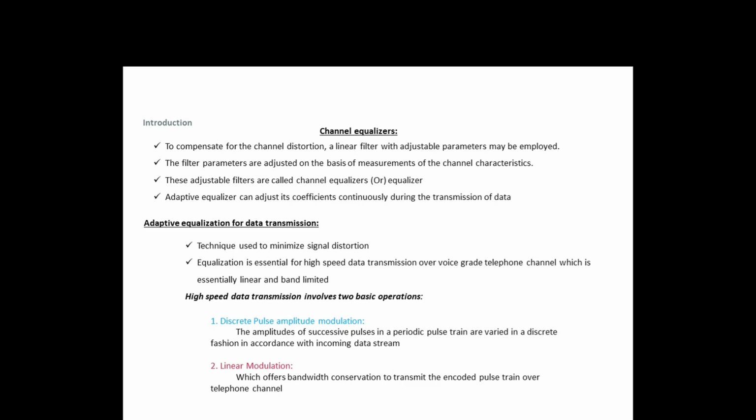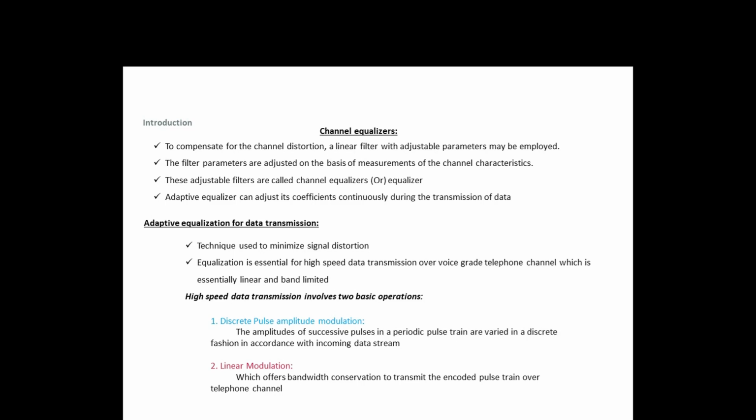The filter parameters are adjusted on the basis of measurements of the channel characteristics. These adjustable filters are called channel equalizers. An adaptive equalizer can adjust its coefficients continuously during the transmission of data. Adaptive equalization is a data transmission technique used to minimize signal distortion. So why do we go for equalization? To minimize the signal distortion.